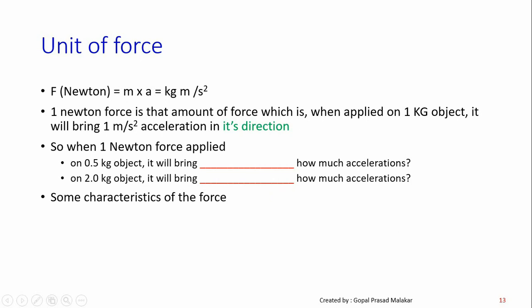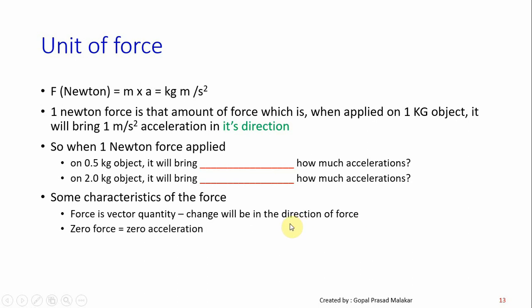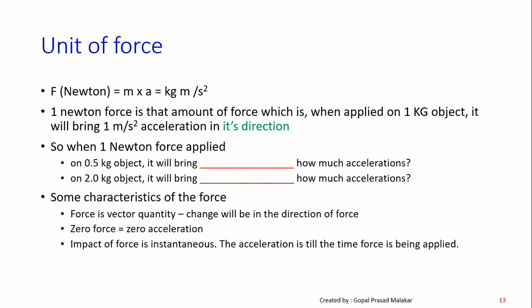So what are the characteristics of force? Force is a vector quantity. The change will be in the direction of force. The acceleration will be in the direction of force. Zero force, zero acceleration. When force is not applied, there will be no acceleration. Third point, the impact of force is instantaneous. Whenever you apply the force, the acceleration happens at the same time. The moment you remove the force, the acceleration becomes 0. So the time when acceleration is observed and the time when the force is applied is the same duration.